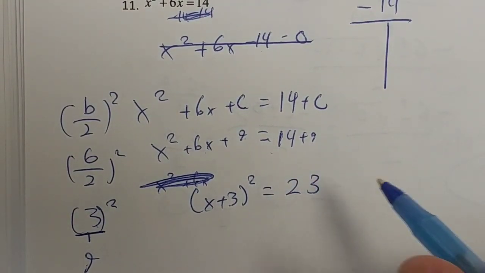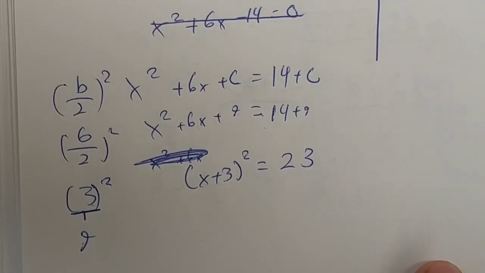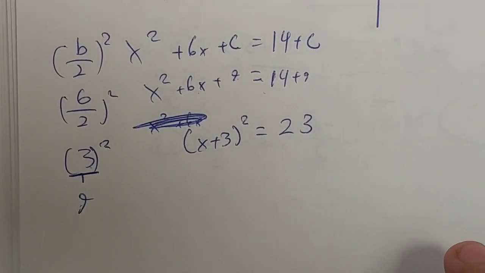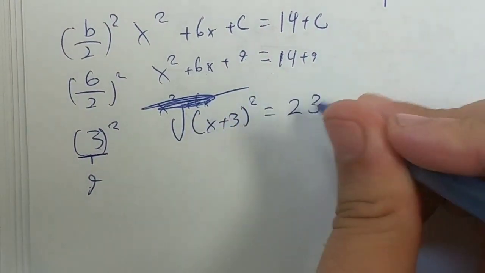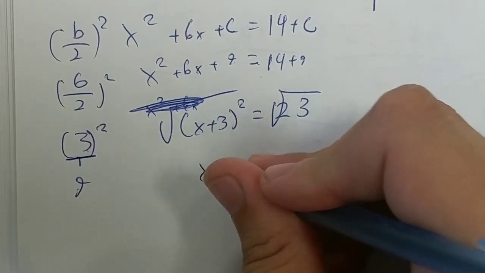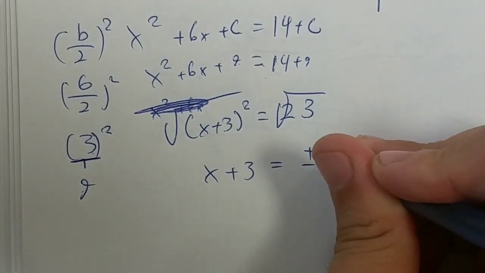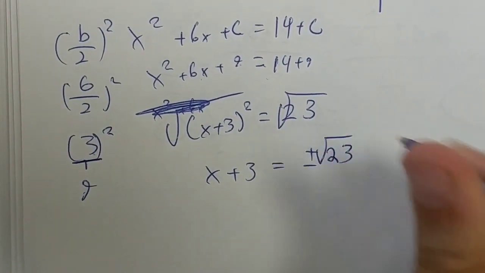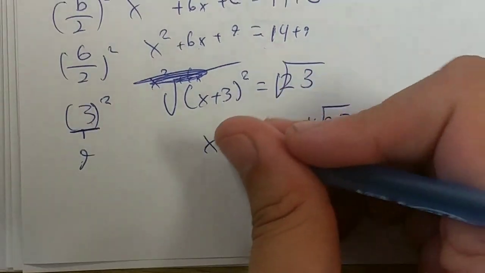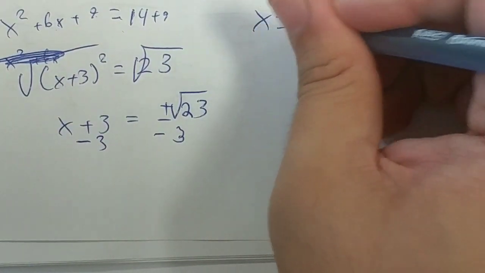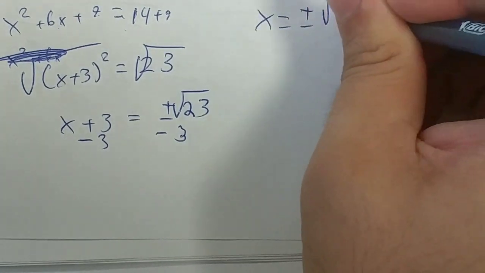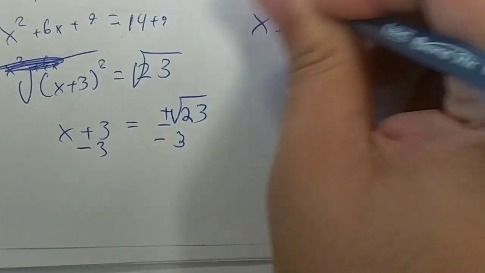Oh, I remember. I messed this up. I wanted it to be 25, and it would have been a clean number. I remember when I was trying to make this test. Oh well, square root both sides. This question turns out to be easier because of it. Equals plus or minus the square root of 23, oops. Minus 3, minus 3. Your final answer is x equals plus or minus the square root of 23 minus 3.